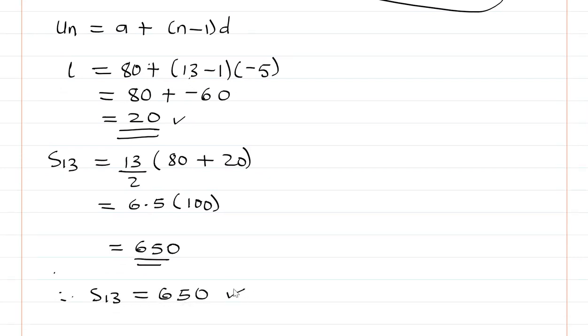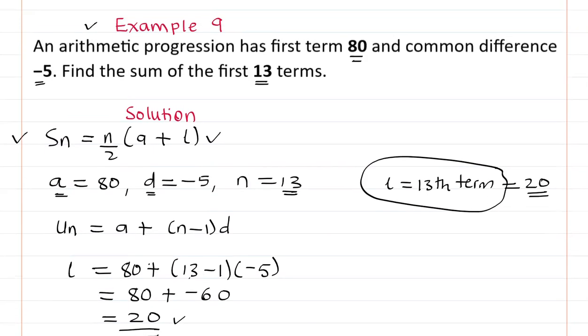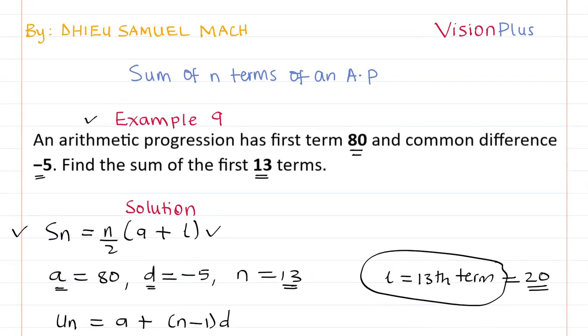We have used the second formula involving the last term. But if you use the other formula of getting the sum of the n terms of an AP, you find the same answer. So that is the solution to example 9.